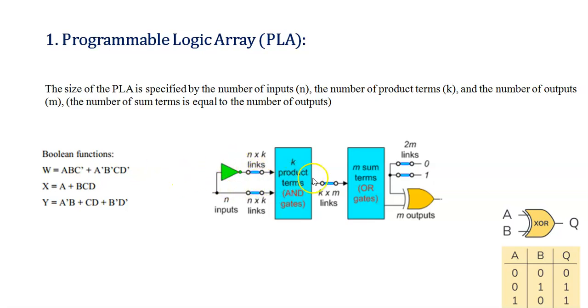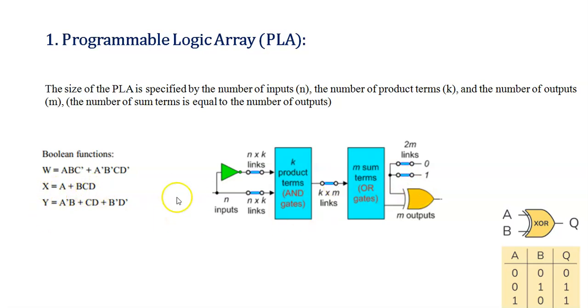Once the product terms are generated, they will be given to the OR inputs. For generating the function W, I need to apply these product terms here. The product term generated from this particular AND gate will be given to one input of the OR gate, and the second product term will be given to the second input of the OR gate, and that way this will be the function W. In the same way I will be generating X and Y.